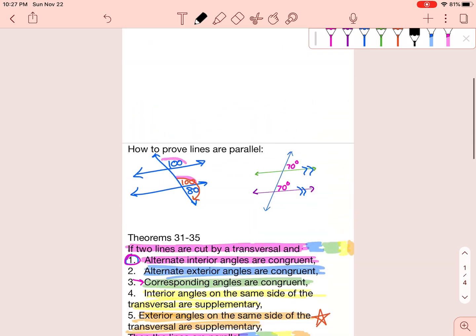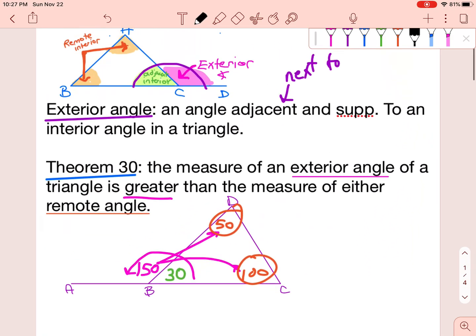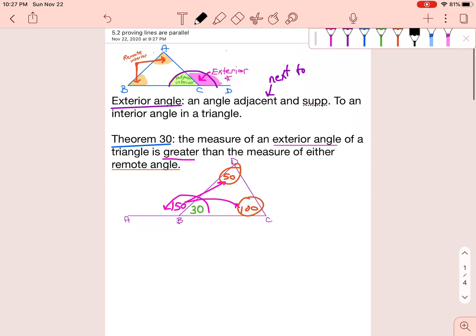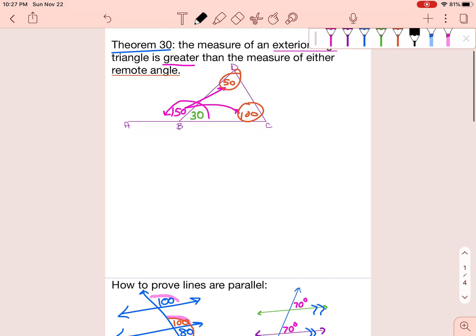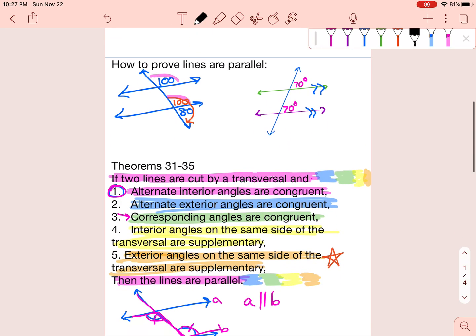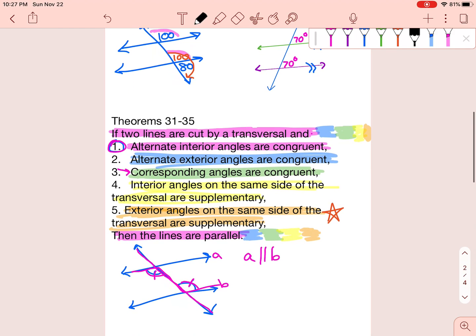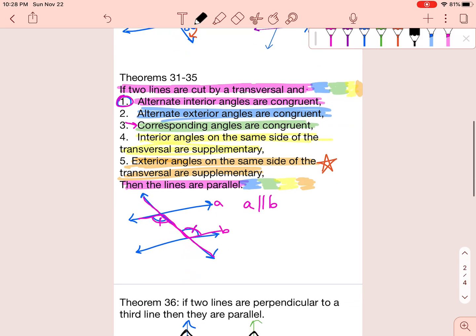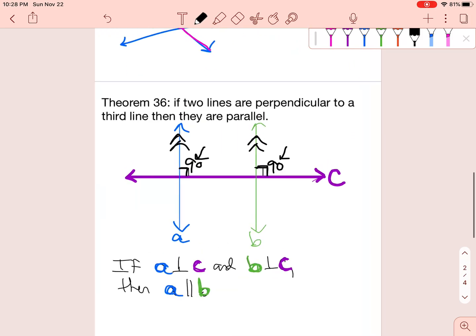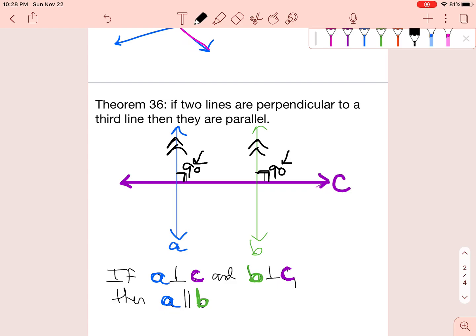Okay, so again, this is section 5.2, learning all about exterior angles of a triangle, remote interior angles of a triangle, the adjacent interior angles, how to prove lines are parallel. Again, you can prove lines parallel just by looking at the angle measures now without the fish scales. And then also if you're looking at two lines perpendicular to a third line, then those two have to be parallel.